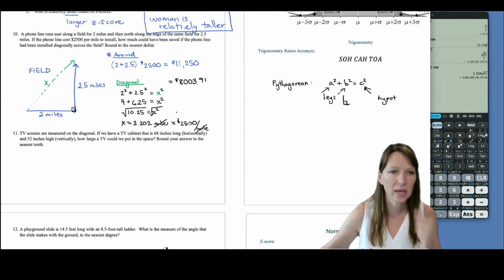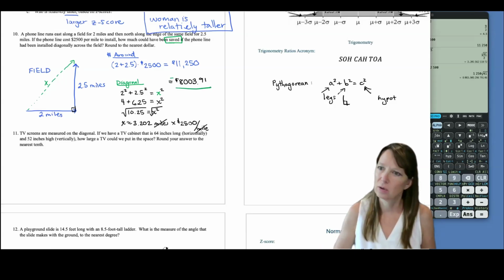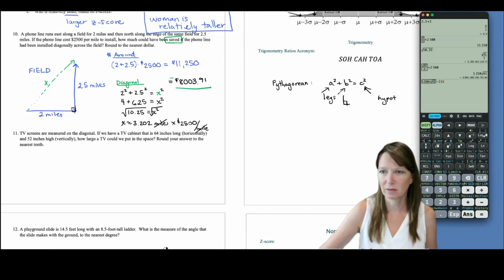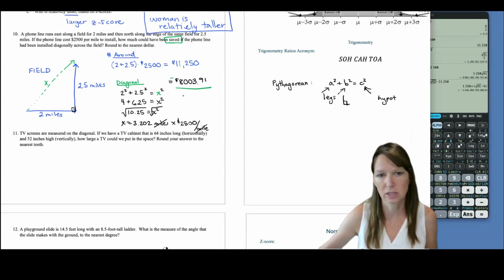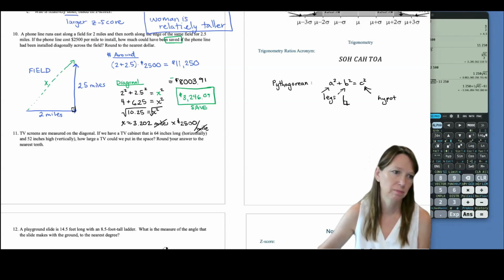Okay. And then to find how much I saved, I'm going to want to subtract those two. So I like to just hit minus the 11,250 and then know that answer will be positive instead of negative. So we know a savings of $3,246.09 by cutting across the field.